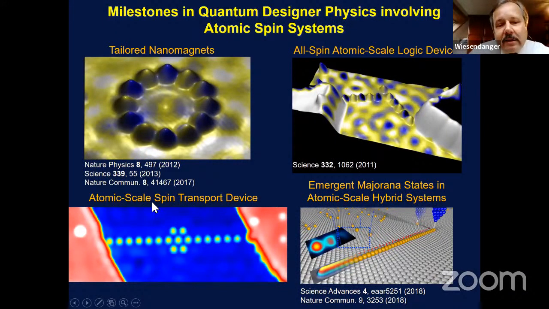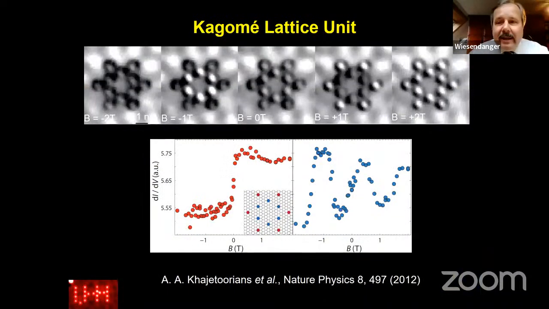We have been looking at atomic scale spin transport devices through atomically well-defined structures. And we have combined spin spiral states with superconductors to look at emergent Majorana states in atomic scale hybrid systems recently. So as I said, you can create now any kind of artificial magnetic material down to the atomic level, no matter if these are ring structures or Kagome lattices. This is an example of a Kagome lattice unit, which we have published at that time.